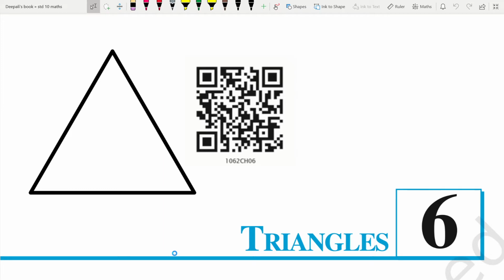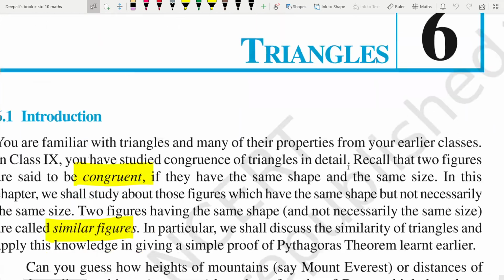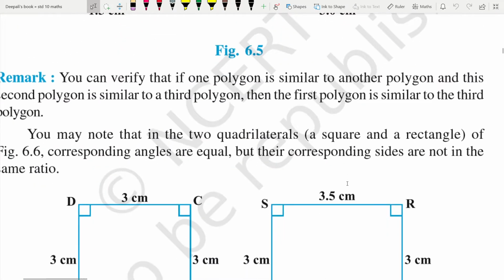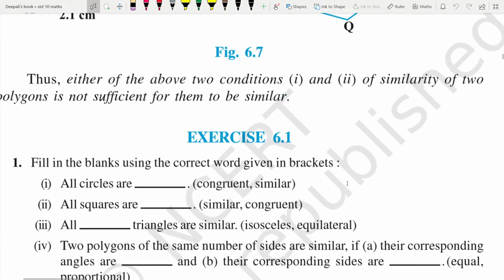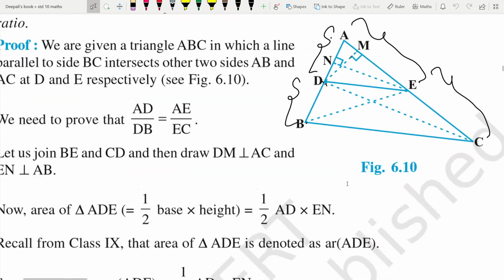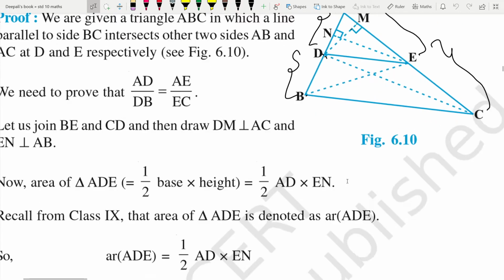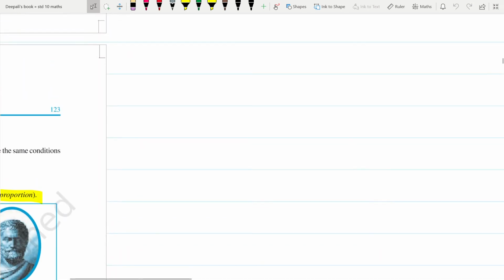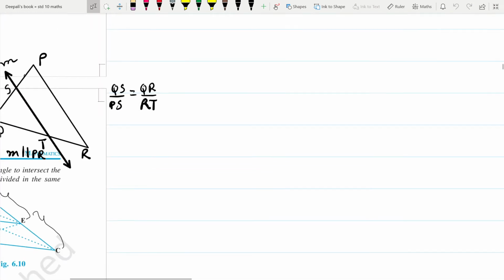Maths class, Fatima Convent High School, Chapter 6, Triangles, Standard 10. Working with exercise 6.2. Exercise 6.2 is based on the concept of theorem 6.1 and 6.2.